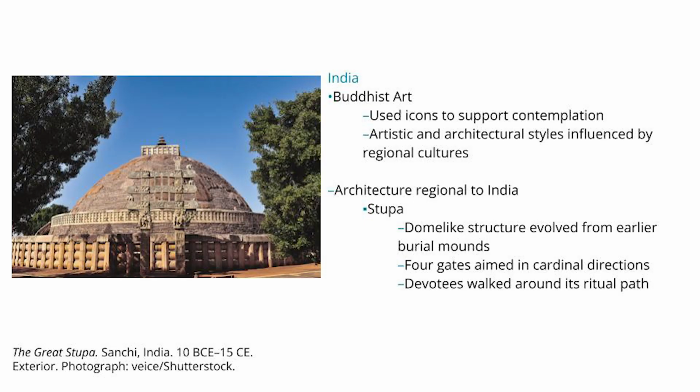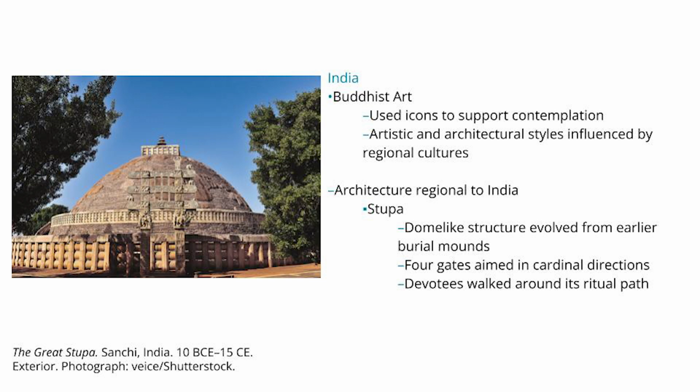So now let's get into some Buddhist art. Still talking about India, obviously. And like I said, they used icons to support contemplation, not at first, but after a while they started using them all the time. So it became a big thing. And also, artistic and architectural styles were influenced by regional cultures, so different places had things look different. So let's talk about some architectural styles that are regional to India.